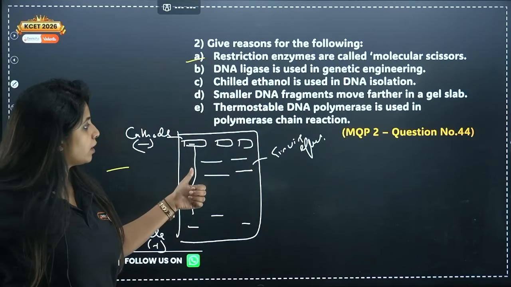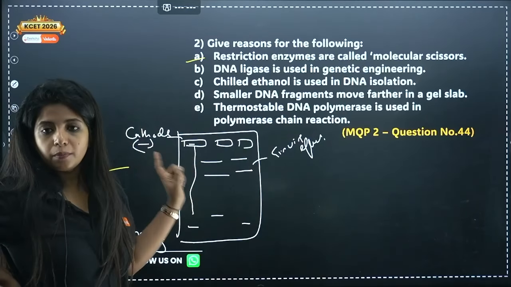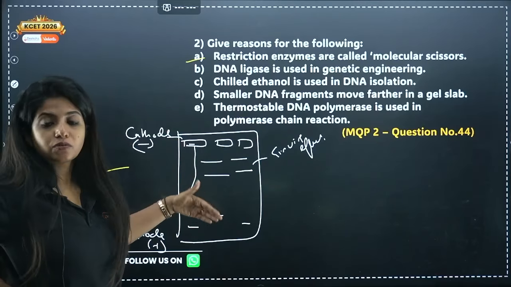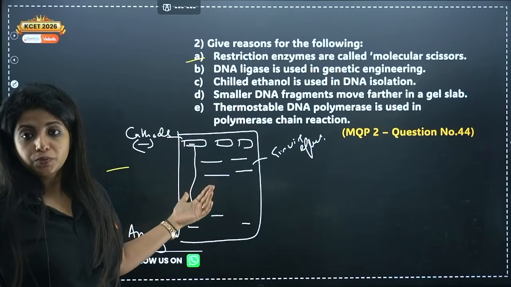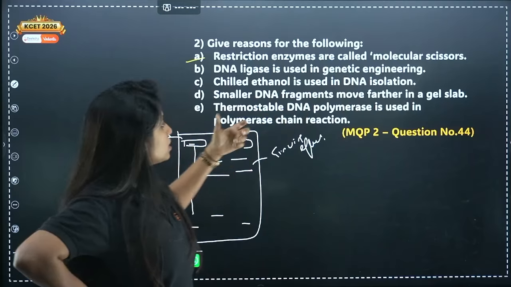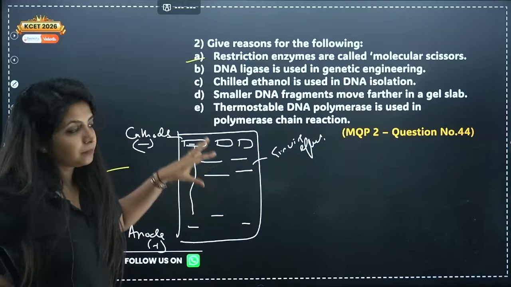Okay, it shows a sweeping effect out there. You need to remember that. Over here, smaller ones will find less resistance, whereas larger ones will find more resistance. Smaller DNA fragments move farther in a gel slab because of the same reason.